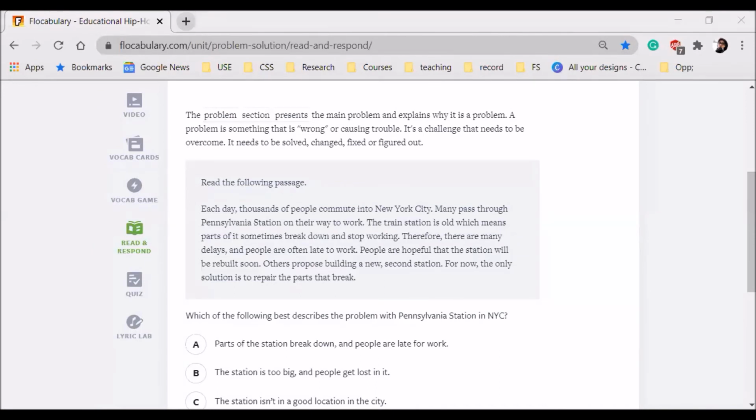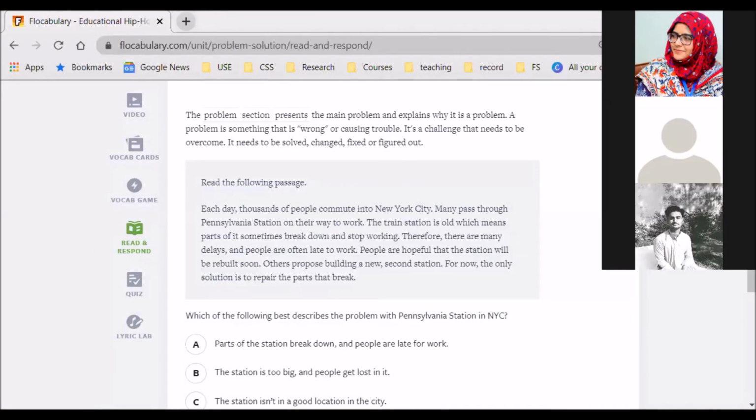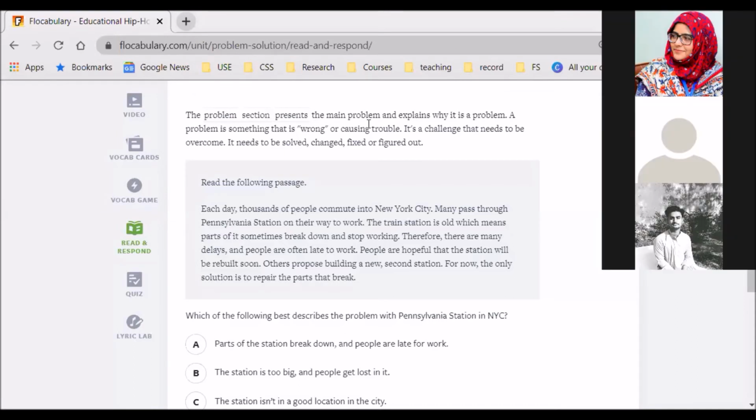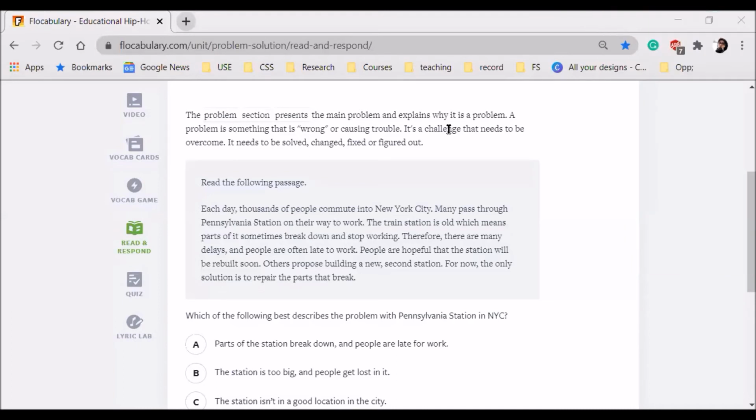Then we would discuss. The problem section presents the main problem and explains why it's a problem. Okay, so the problem section would not only talk about the problem. In one statement, it will show us what the problem is, and then it would explain how and why it is a problem.